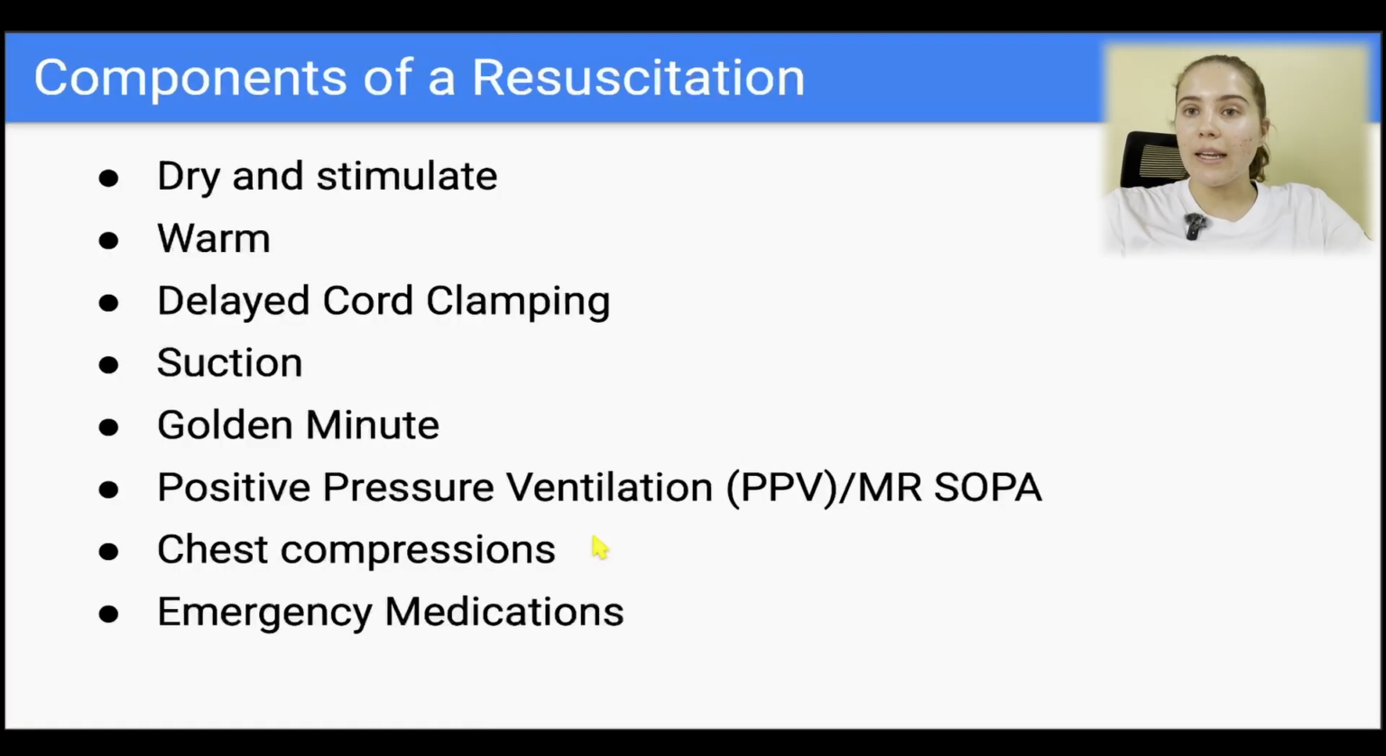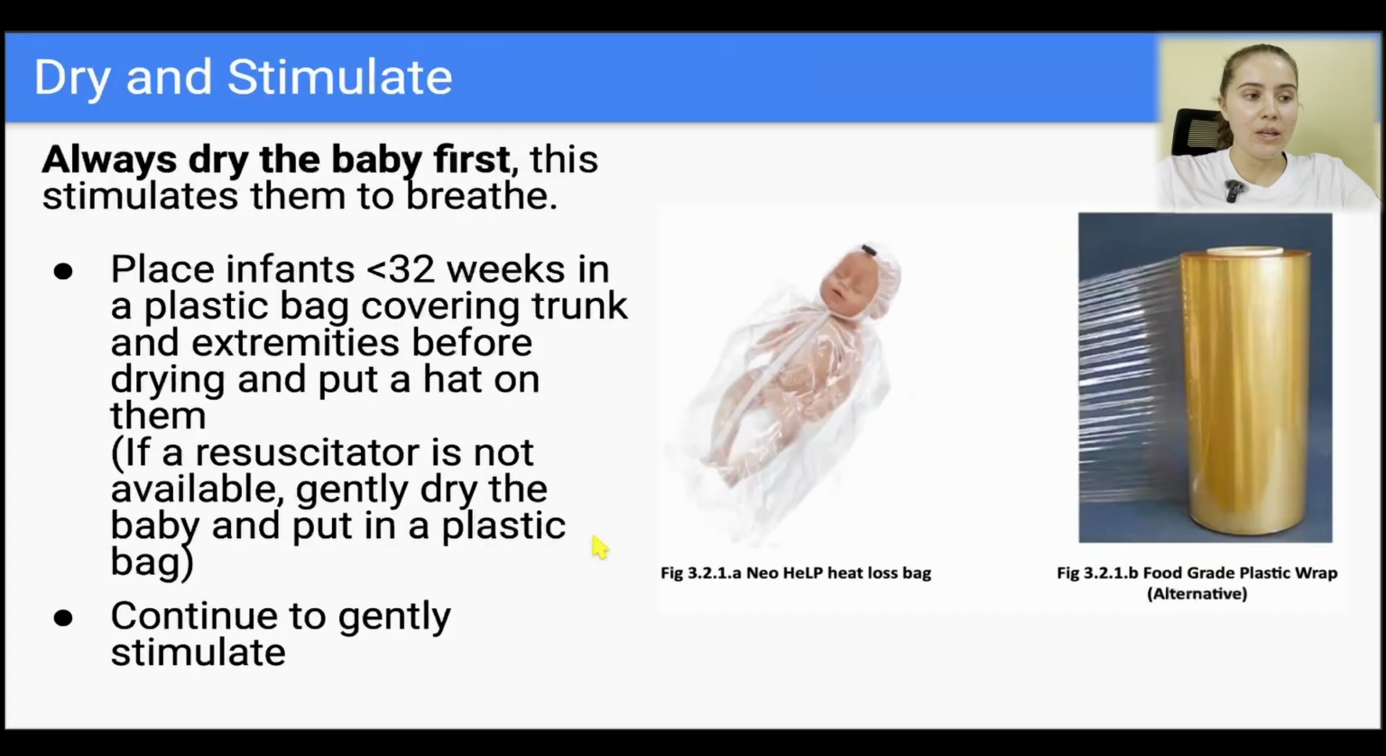So we've looked at the Kenya protocol for newborn resuscitation, and it's a great overview of what you need to do. So now we'll go through in more detail the components of a resuscitation. So the first thing is to dry and stimulate the baby. Drying the baby first helps stimulate them to take their first breath and start crying and breathing on their own.